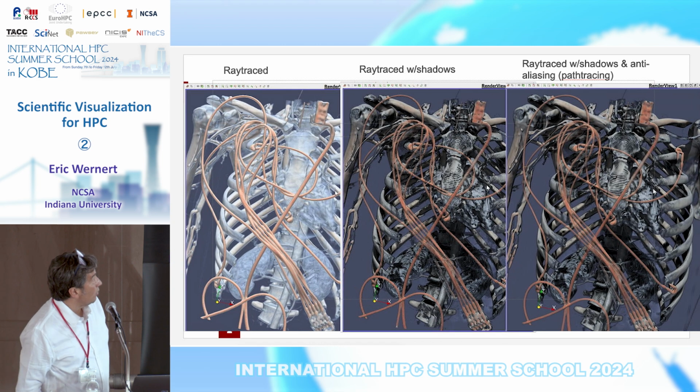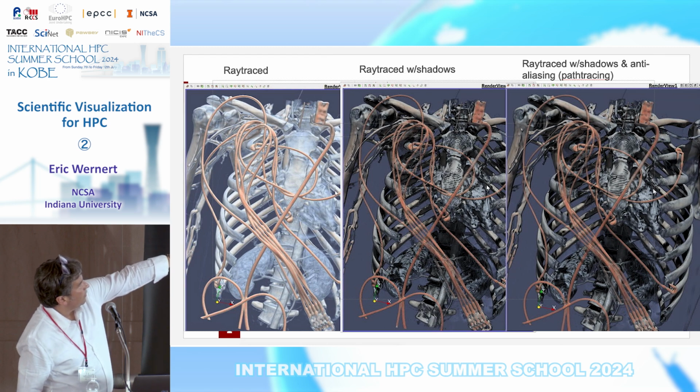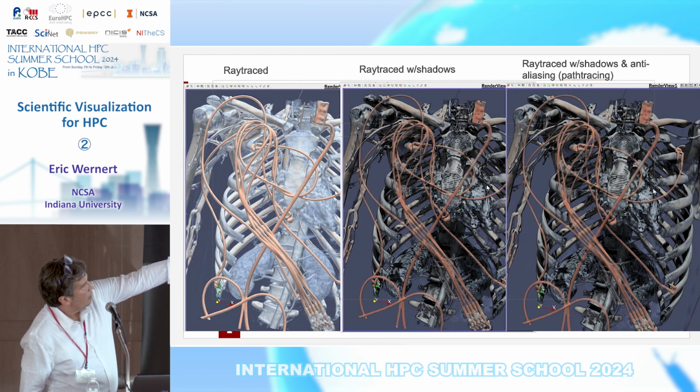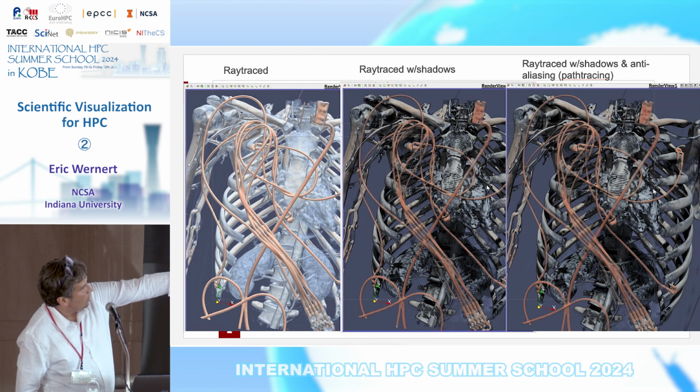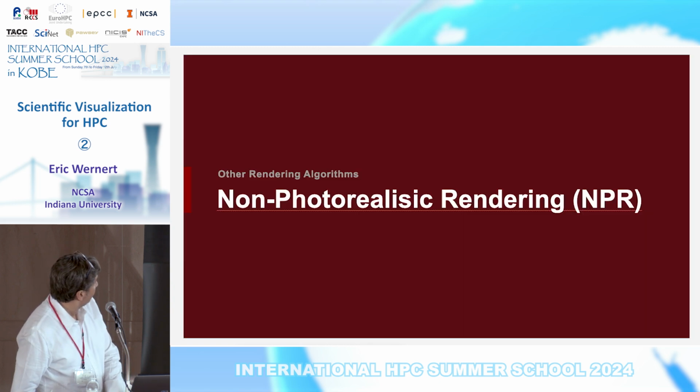So again, this is what it looks like in a scientific visualization. On the left, just hidden surface removal with ray tracing. Then we add shadows in without anti-aliasing, and then we do path tracing to get smoother results.